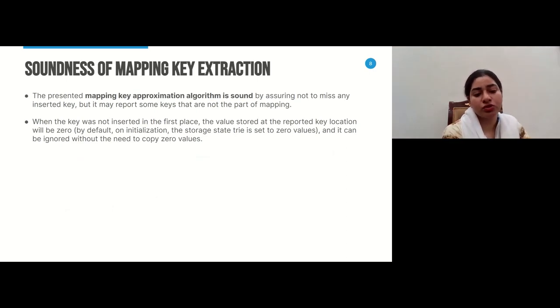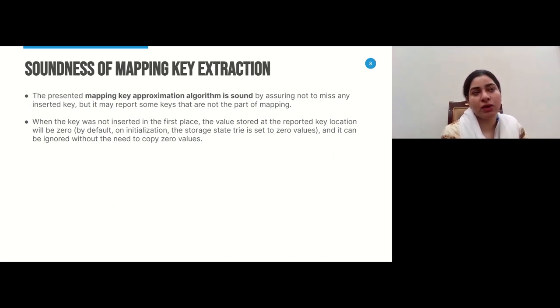Finally, the soundness. We also ensured the soundness of the mapping key extraction algorithm, so that we do not miss any key. We may over-approximate our mapping key set, but we do not miss any key, at the expense of definitely including some false positives, some over-approximated values. But the plus point is that these false positives can be eliminated during the extraction of mapping values, because originally, when a smart contract is deployed, an empty array is assigned to it. So during extraction, if we consider a key that was not inserted during the lifetime of the smart contract, we find a zero value for that key, and we do not need to copy the zero values. We can simply skip it.